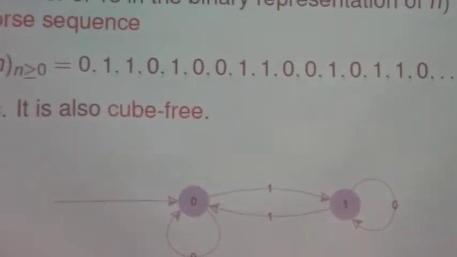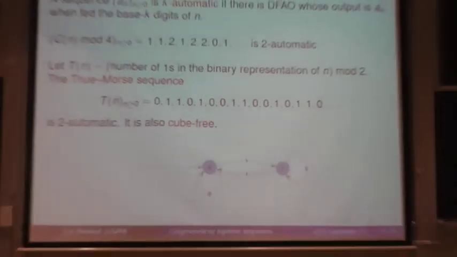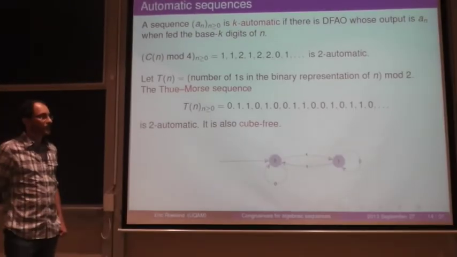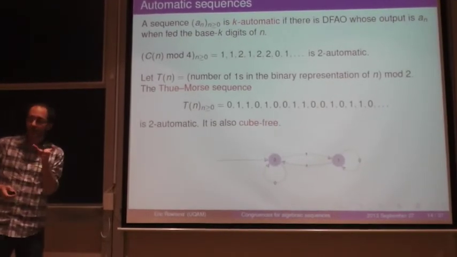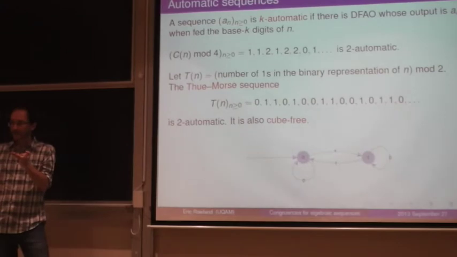The Thue-Morse sequence's claim to fame is that it's cube-free, meaning that if you think of this as an infinite word on a binary alphabet, there's no subword that occurs 3 times consecutively.